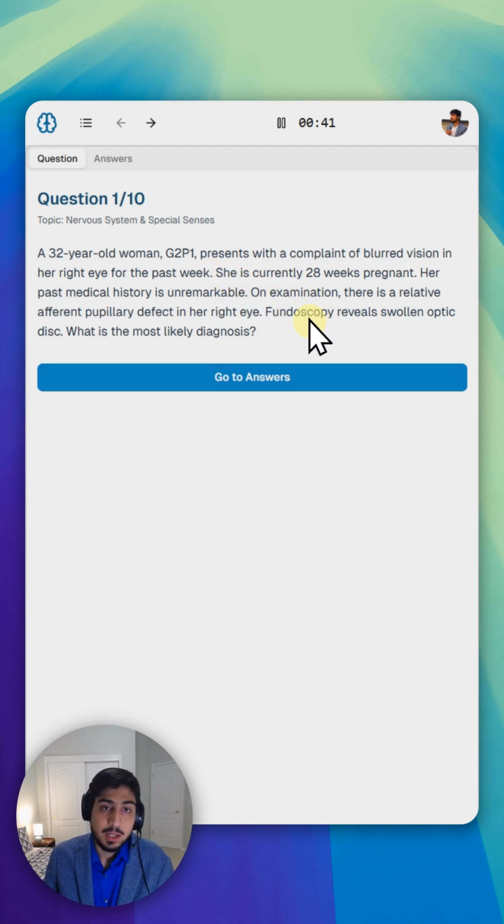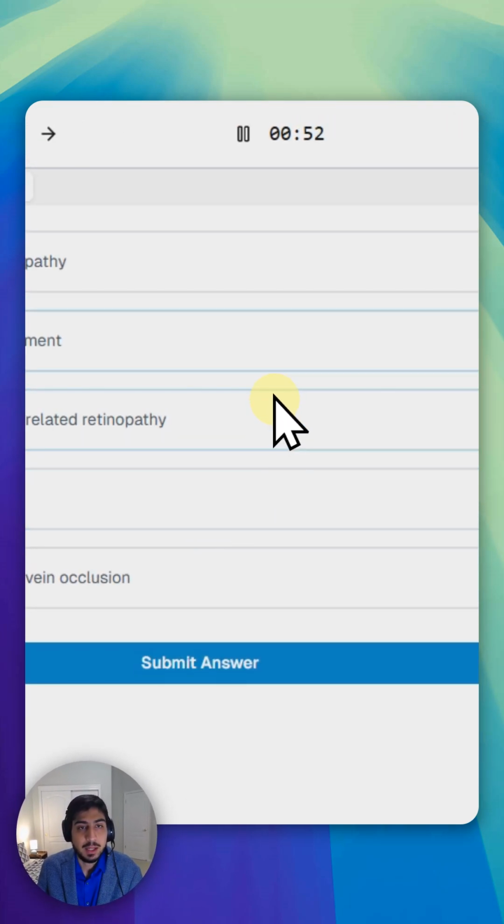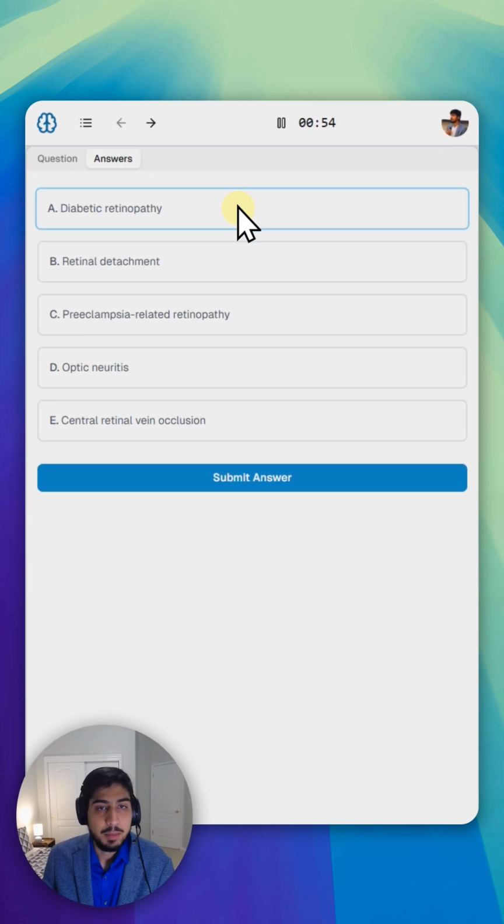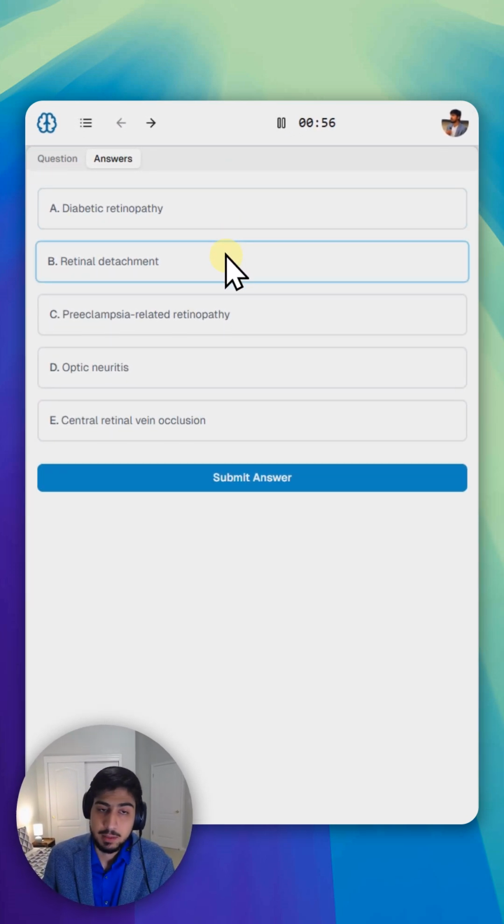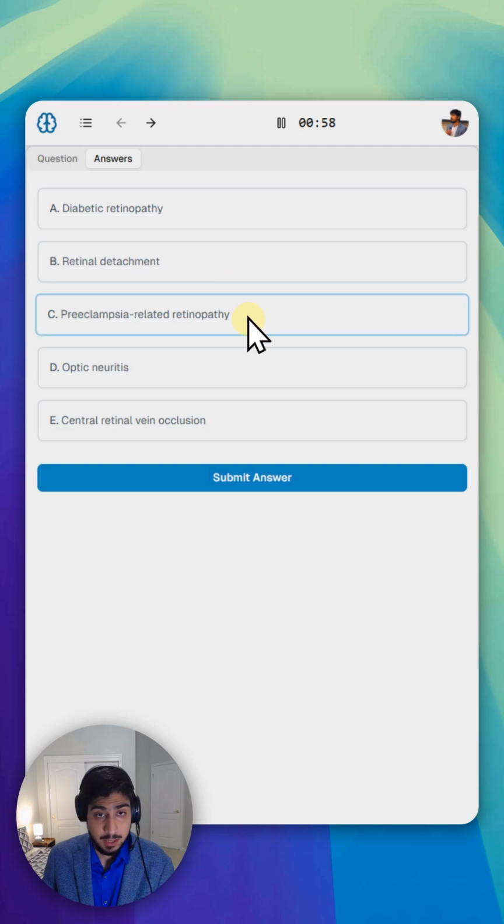However, it's going to be important to think about other things such as, I don't know, some kind of a tumor or a mass in that area obstructing the CSF flow. But let's look at the answers. Diabetic retinopathy, she's not diabetic. Retinal detachment, that's not going to look like swollen discs. Preeclampsia-related retinopathy, I don't know enough about that. Maybe it's bilateral. Optic neuritis, sounds like it.